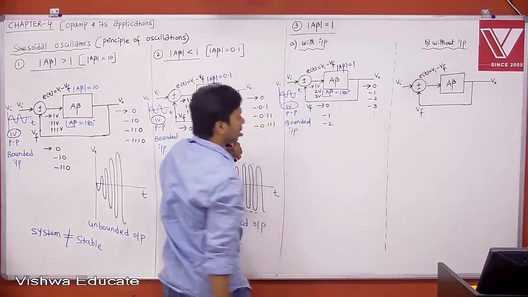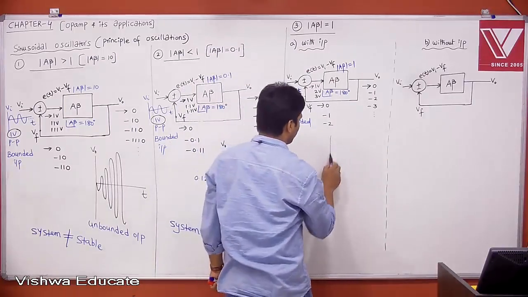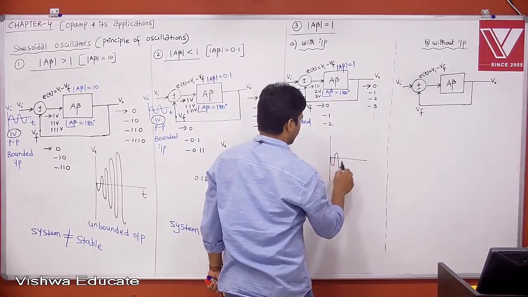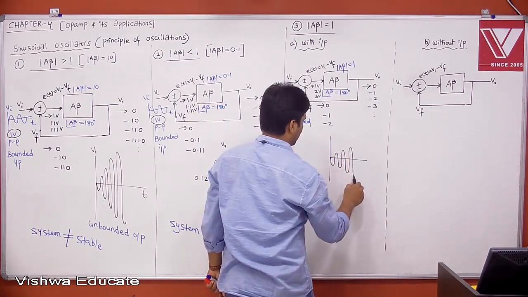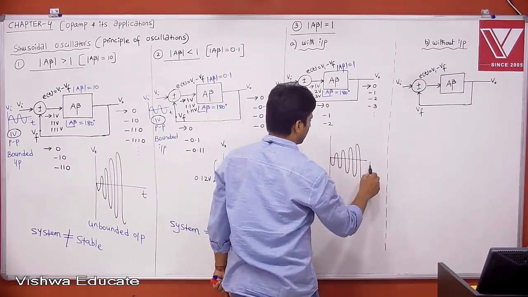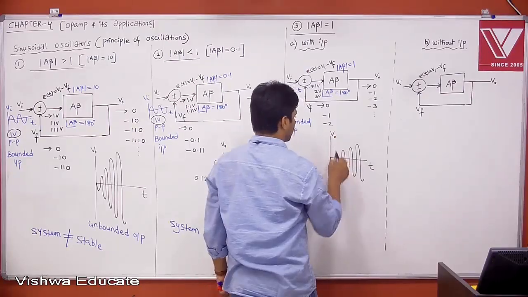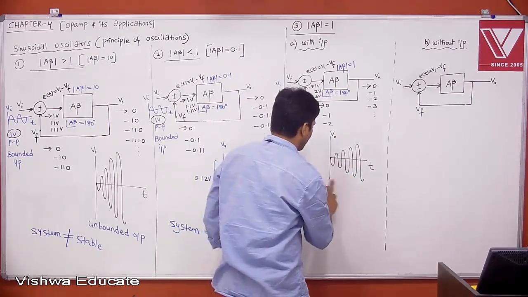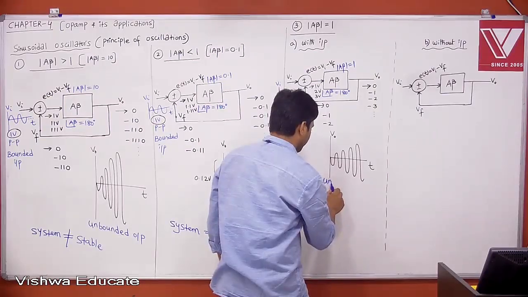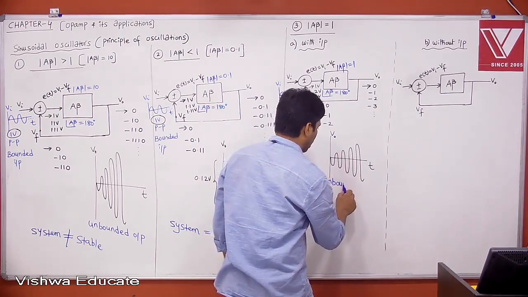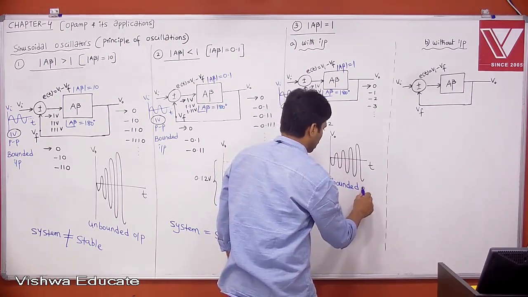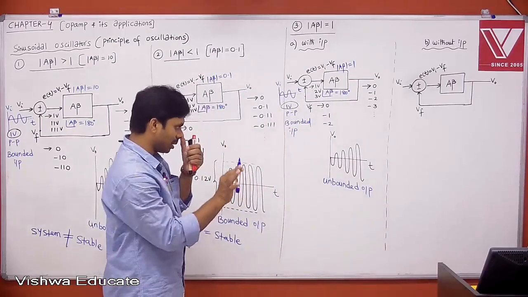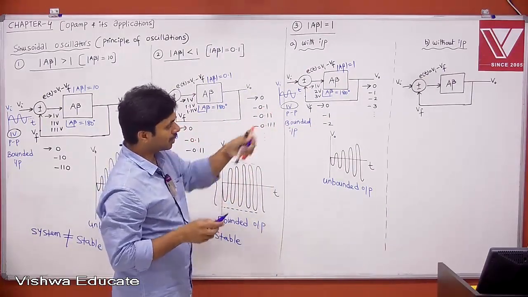Continuing. Therefore tell me what your output is. Now if you plot your output, it is 0, minus 1, minus 2, minus 3. It is increasing linearly. This is your output. But is it bounded? No, it's not bounded. Therefore it is unbounded output. Okay. Now I'll not comment on system stability. Just wait. Let me complete the other one.